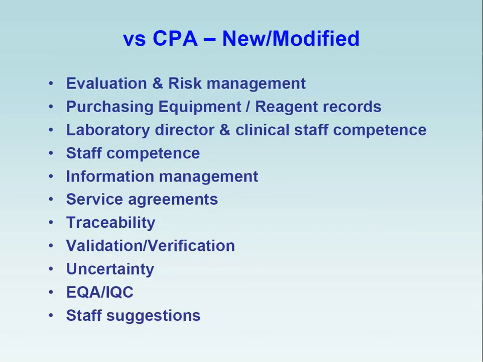So if we look at the standards against CPA, we can see we've got some modifications and some new ones. Evaluation and risk management, purchasing equipment, reagent records, laboratory director, clinical staff competence. That's interesting. But they now have specific roles they have to achieve. Staff competence, information management, and we go on. So let's look at these.